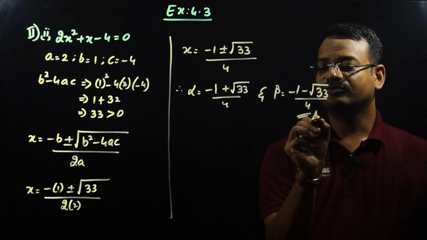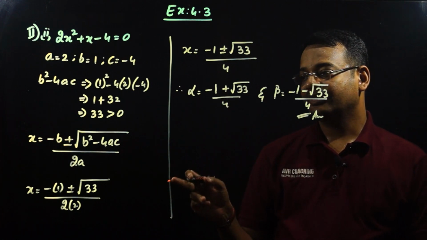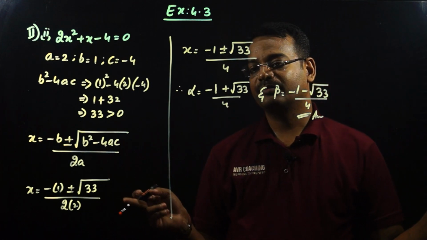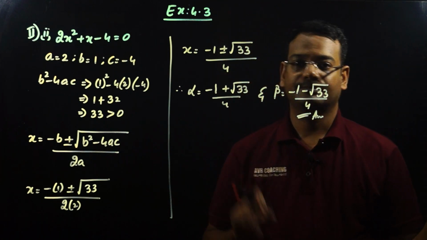These are the roots of the equation when we find them with the formula method. If you compare this with the completing square method, even then you are getting the same alpha and beta values.